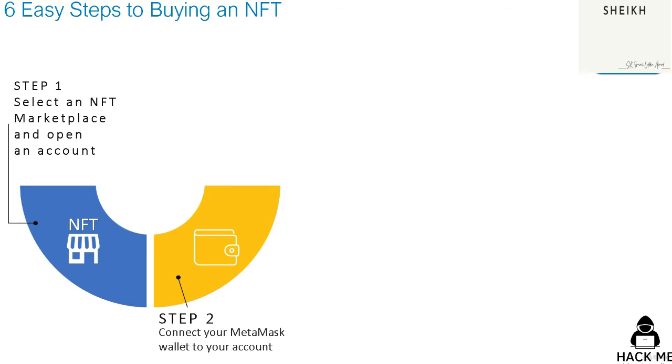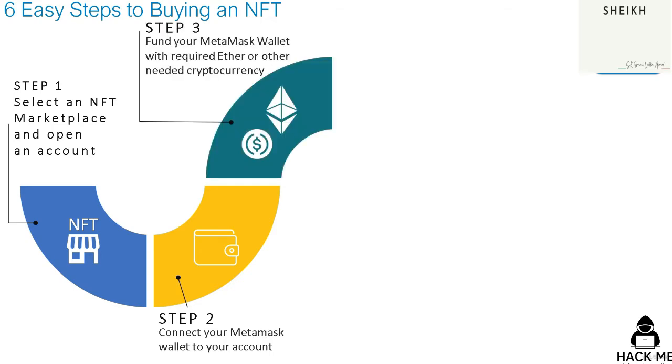MetaMask is a cryptocurrency wallet that lives on your browser, and it serves as a connection between your browser and these different marketplaces. You will learn exactly how it works in the following lesson. Now, once you have your MetaMask wallet, you need to fund it. What that means is you need to put in some Ether and other types of cryptocurrency that you may need when you actually want to buy these NFTs.